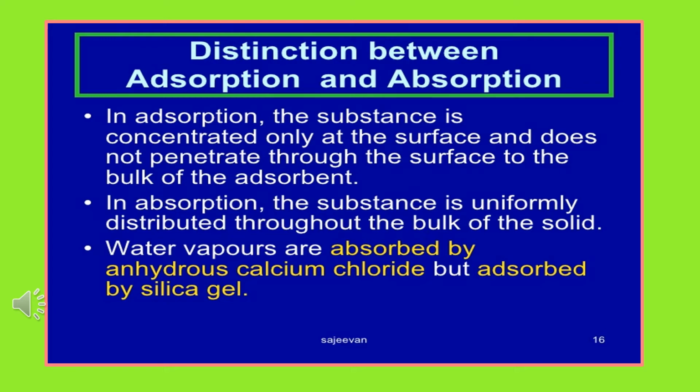For example, water vapors are absorbed by the anhydrous calcium chloride, but water vapors are adsorbed by the silica gel. Catch my point, students? Water vapors are absorbed by the calcium chloride, whereas water vapors are adsorbed by the silica gel.